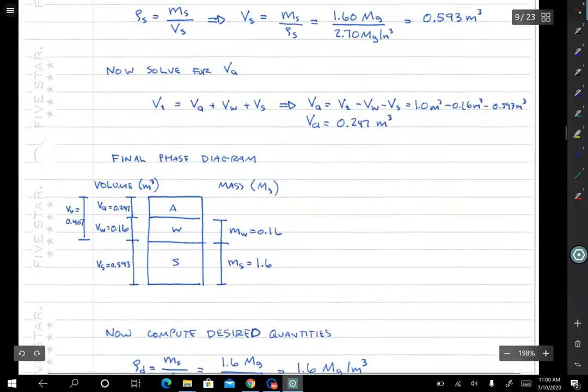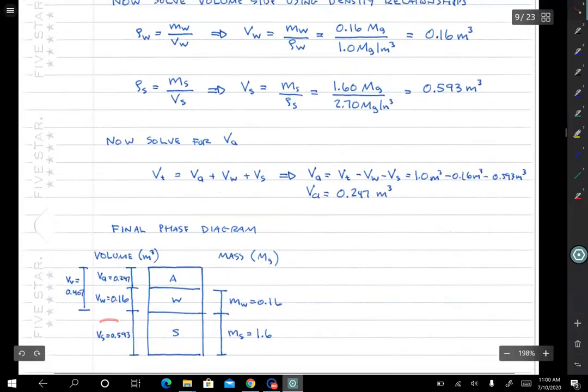Okay, so we have now added those things to our phase diagram. We have the volume of solids, the volume of water. And then we know that the total volume was 1 meter cubed. So the total volume is equal to the three component volumes: the air, water, and solids. The only thing we don't know in this equation is the volume of air, so it's easy to solve for it, and you get 0.247 cubic meters of air. So now we have 0.247. I put the units up here, which is perfectly fine. You don't need to include units on every number. It can make the chart a little bit easier to read that way.